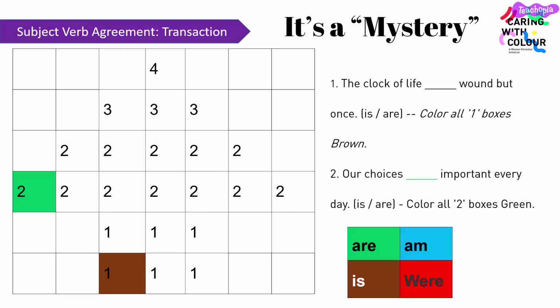The second sentence, our choices dash important every day. Here choices ends with s. That's plural. So it is are. And are here in the grid is colored green. So let the learners color it green.